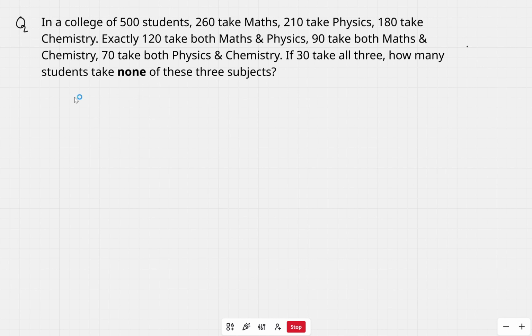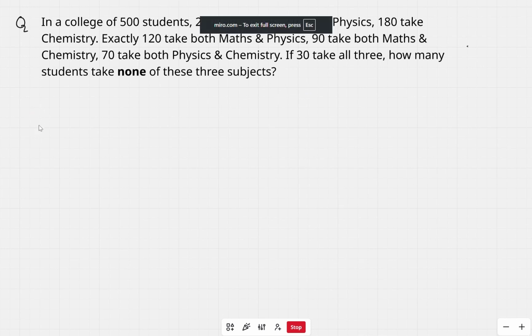So this is the JEE level question. It's a question of JEE Mains. The question says, in a college of 500 students, 260 take maths, 210 take physics, 180 take chemistry. Exactly 120 take both maths and physics, 90 take both maths and chemistry, and 70 take both physics and chemistry. If 30 take all three, how many students take none of these three subjects?